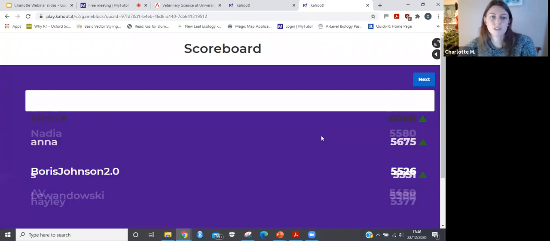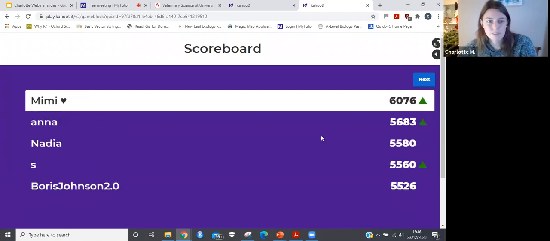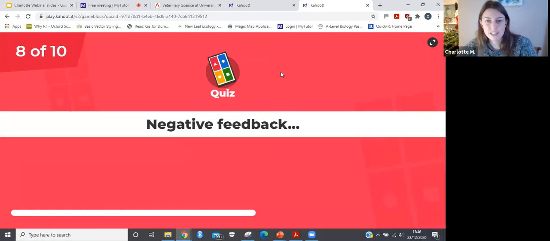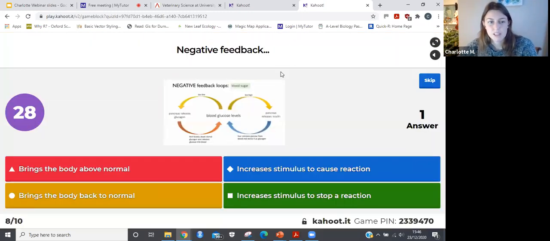Let's see the leaderboard. Well done, Mimi, Anna, Nadia S, and Boris Johnson 2.0 at the bottom there. Question 8, negative feedback. Brings the body above normal, increases stimulus to cause reaction, brings the body back to normal, or increases stimulus to stop a reaction. Negative feedback is something that we discussed yesterday with regard to blood glucose levels and insulin and glucagon. And we also talked about it with thyroxine and TSH as well.